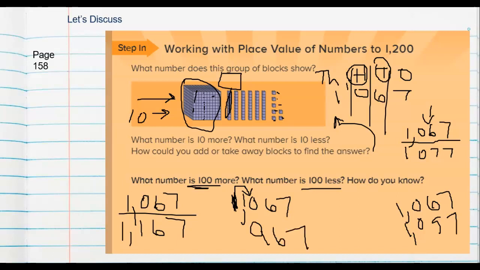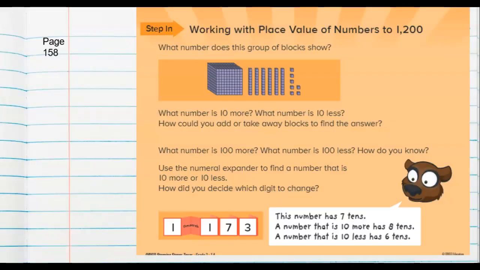967. All right. Now looky here. It says this number has 7 tens. A number that has 10 more has 8 tens. A number that has 10 less has 6 tens. Is he right? Yes, he is.